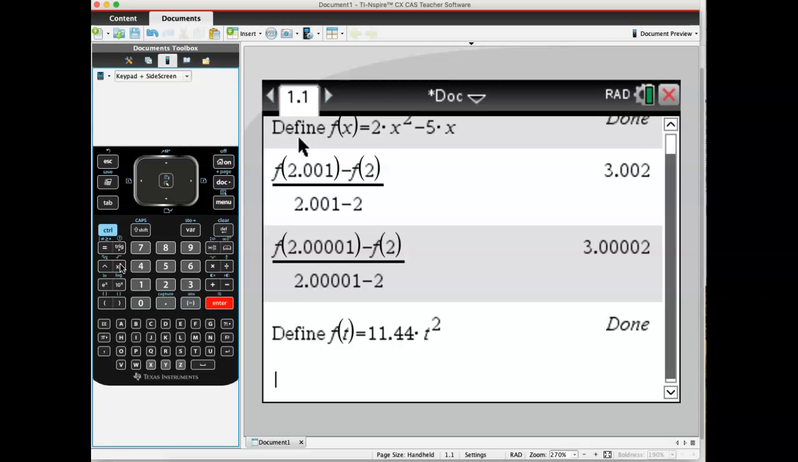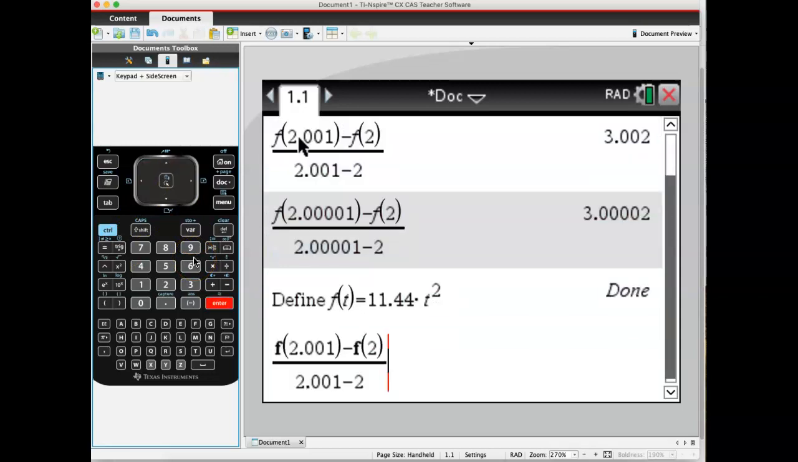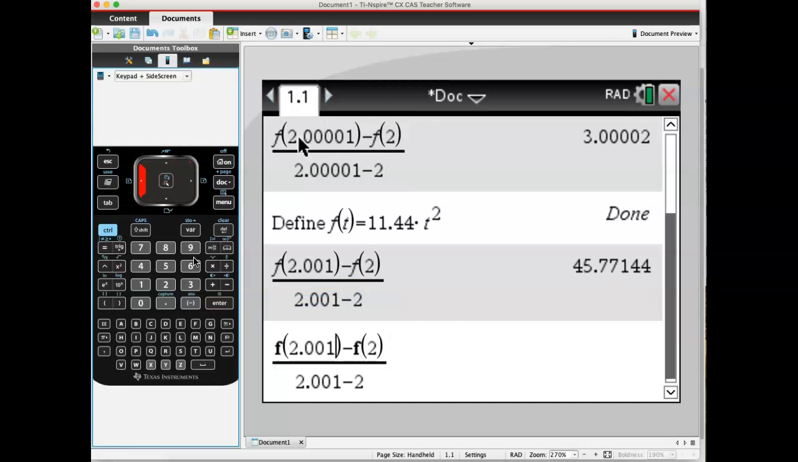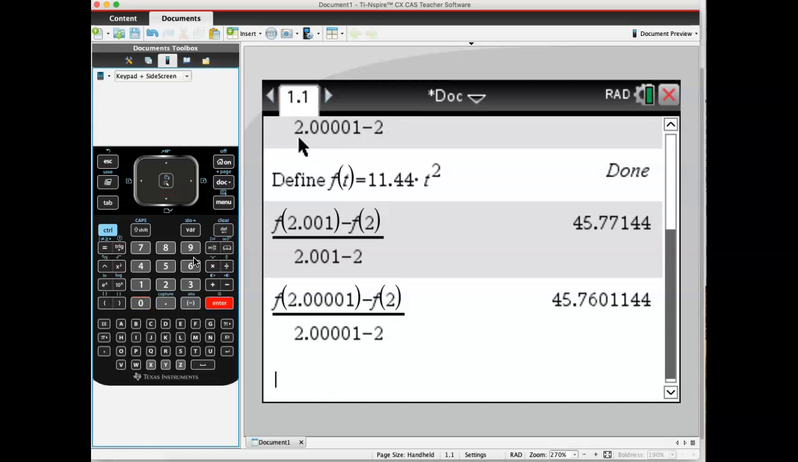So I've just redefined my function as 11.44 x squared. Now, would you look at that? I have my 2 point, and it's reaching into my newly defined f function and putting 2.001 in there, and I'm going to hit enter. Ooh, 45.7. Okay, now I need to make sure that my estimate is confident. So I'm going to come up here and add myself a couple zeros in here.